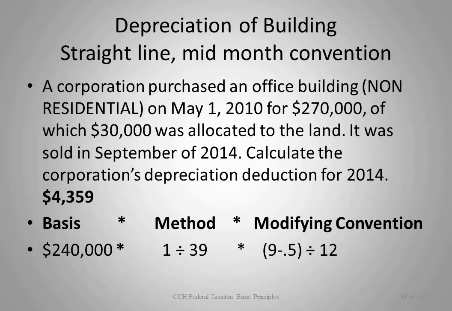Basis is 240. The price minus the land. It's non-residential, so it's straight line over 39 years. You sold it, so you count back to January, and September is month 9. Minus 0.5, because you always use a half, divided by 12, because it's the mid-month convention, and there are 12 months in the year.